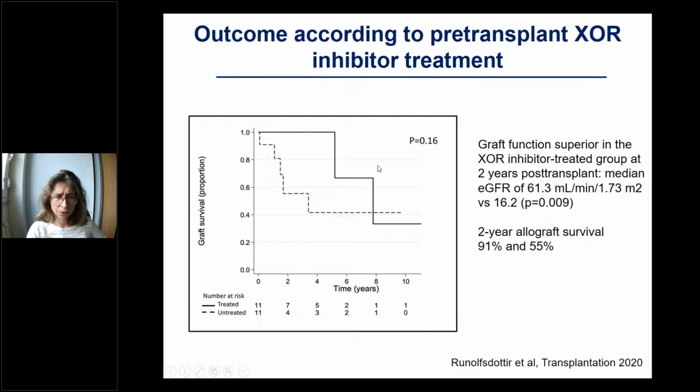You can see here a group of treated patients compared to untreated patients. And in these patients treated at the time of transplantation, you have, as you can imagine, a very good survival compared to the patients who had no treatment. The 2-year allograft survival was 91% in well-treated patients, compared to only 55% in patients not treated. So it's very important to treat the patient already at the time of transplantation.